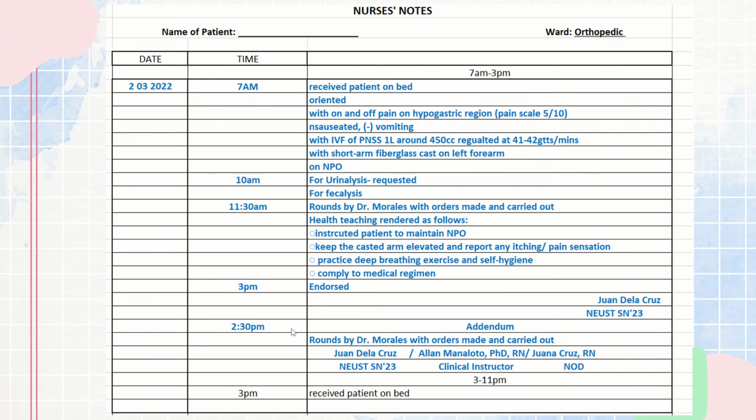So, 2:30, dito siya nakababa siya dapat dito sa rounds by Dr. Morales. So 2:30, addendum, tapos 2:30, tapos ano yung nangyari? Ano yung addendum mo? So for example, rounds by Dr. Morales with orders made and carried out. Pero usually, ini-specify natin kung ano yung order na yun dito. Okay? And then, if okay na siya, kung totally wala na, so, yun lang yung addendum mo.